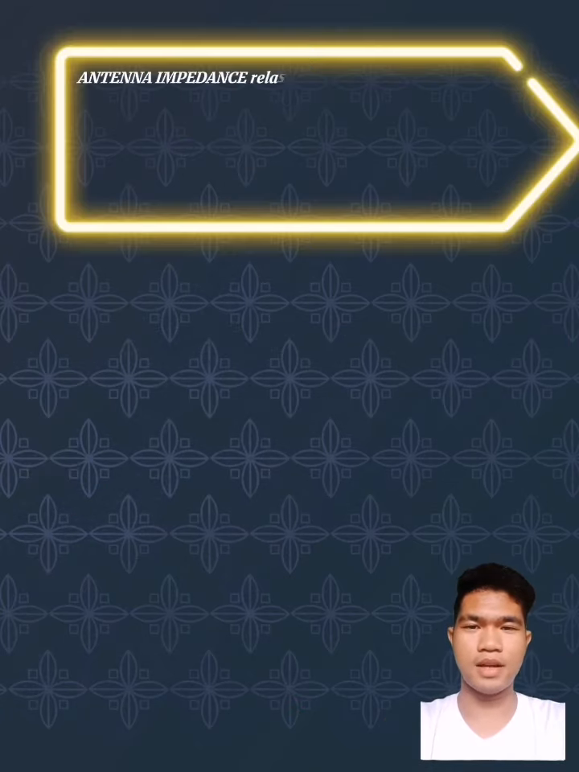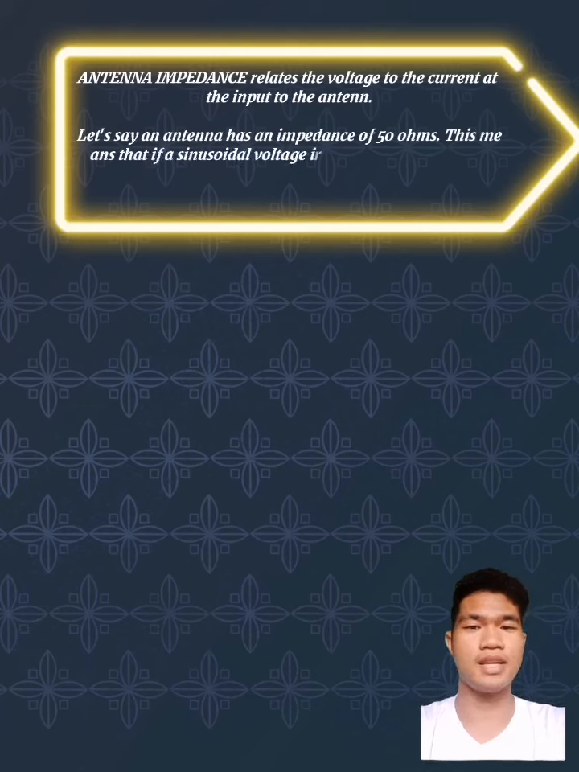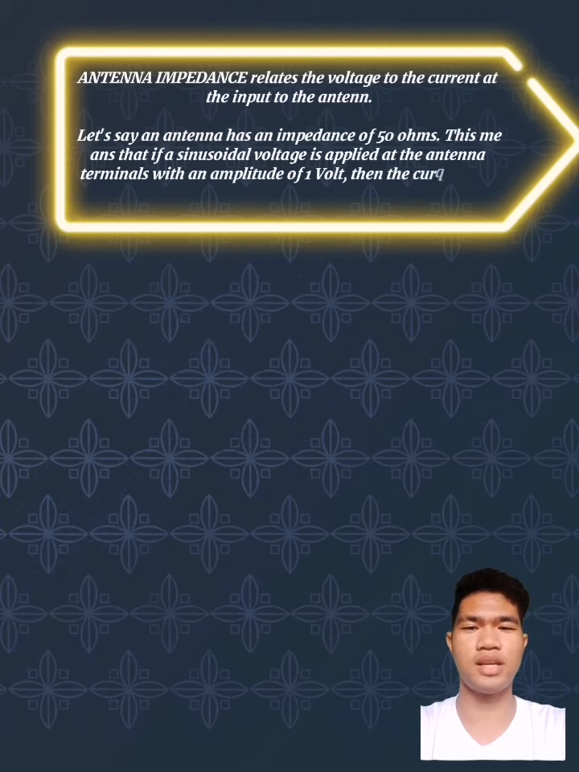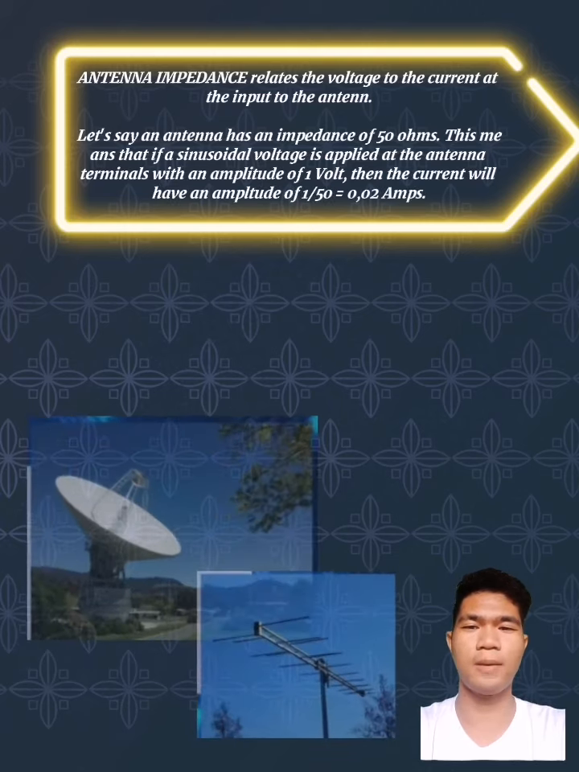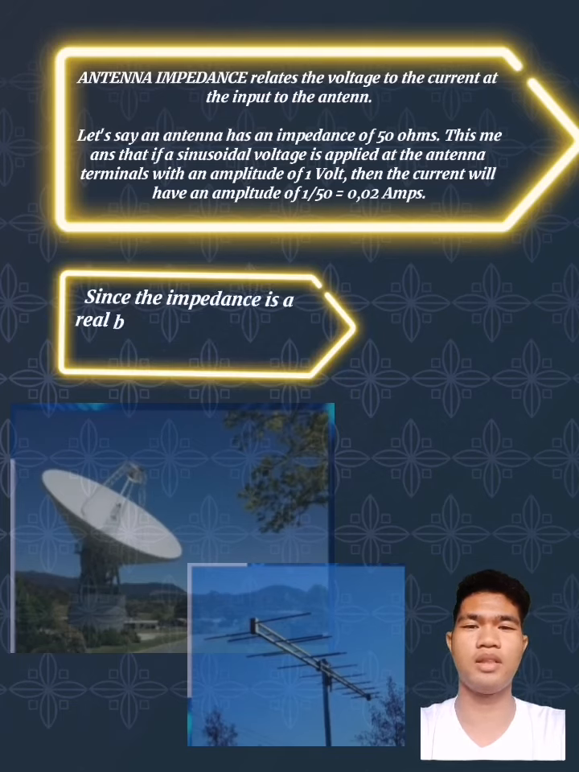Antenna impedance relates the voltage to the current at the input to the antenna. This is extremely important, as we will see. Let's say an antenna has an impedance of 50 ohms. This means that if a sinusoidal voltage is applied at the antenna terminals with an amplitude of 1 volt, then the current will have an amplitude of 1 over 50, which is equal to 0.02 amps. Since the impedance is a real number, the voltage is in phase with the current.